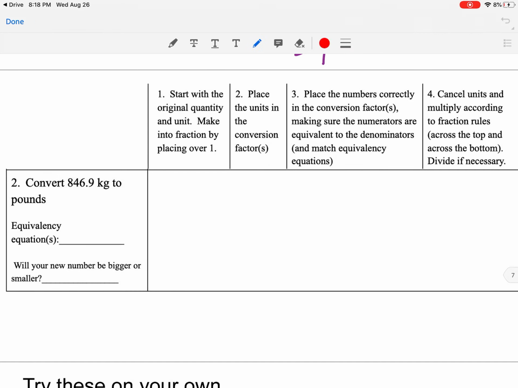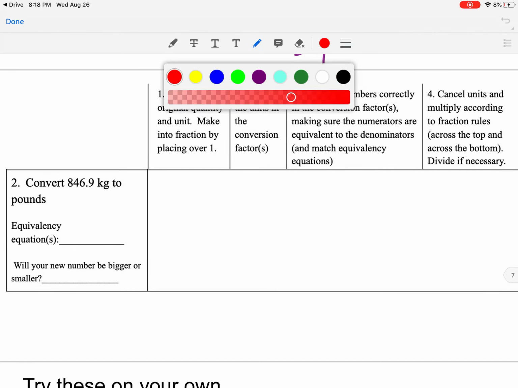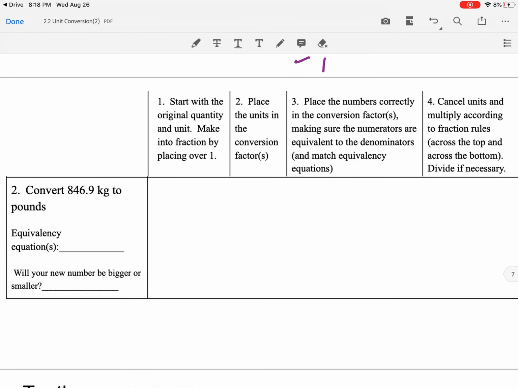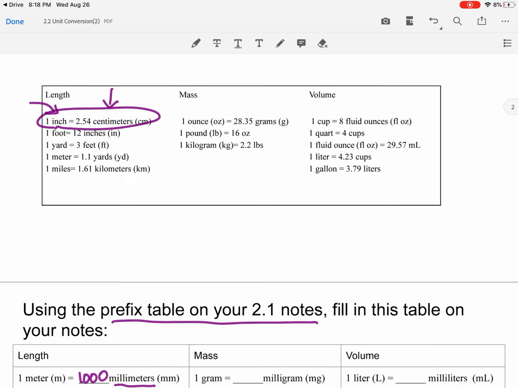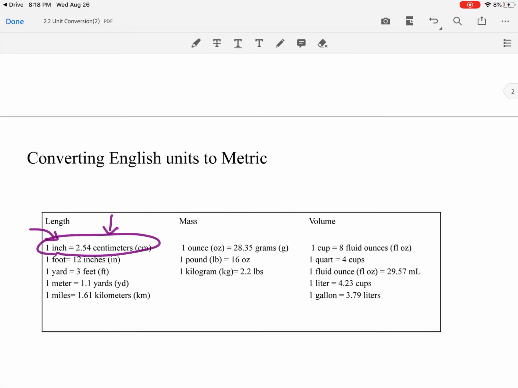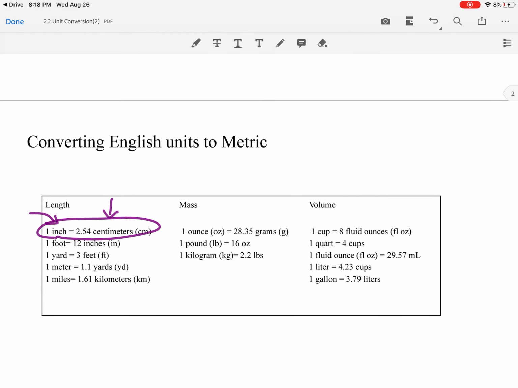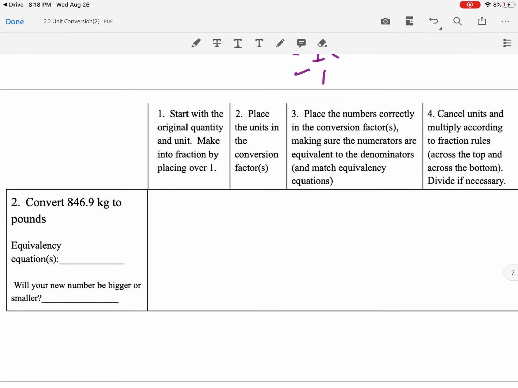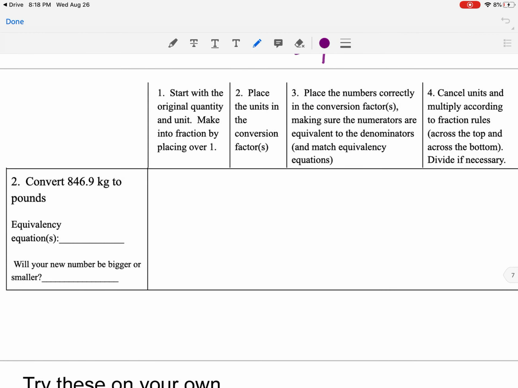Let's try this one. Okay, we're going to do the same thing again. Converting 846.9 kilograms to pounds. So I need an equivalency equation. So again, I'm going to have to go back up to my table. And I have kilograms and pounds. 2.2 pounds equals 1 kilogram. All right, let's take that back here.